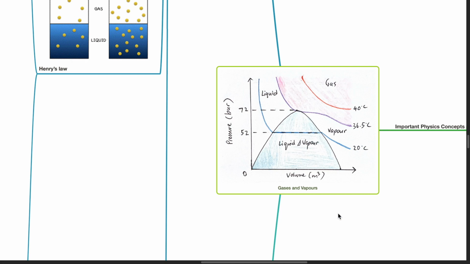Today we'll be discussing the gas laws, gases and vapors part 2.